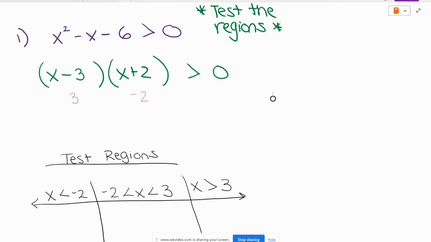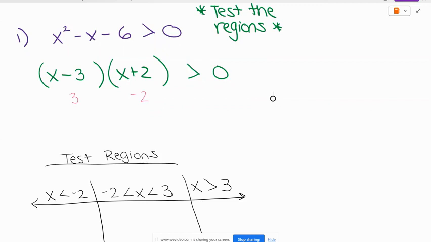Are you all caught up? Okay, so now I'm asking for this product, these two things multiplied together, to be greater than 0. In order for this product to be greater than 0, do I need this product to be positive, or do I need it to be negative? Positive, right? I need this quantity times this quantity to be positive.